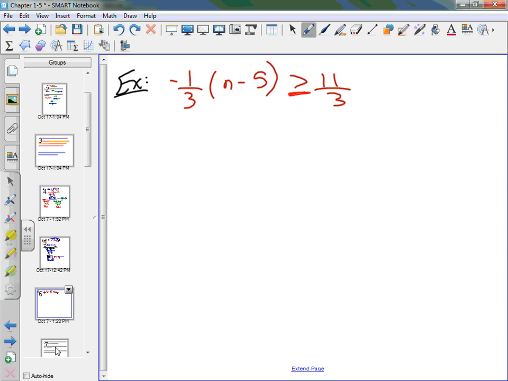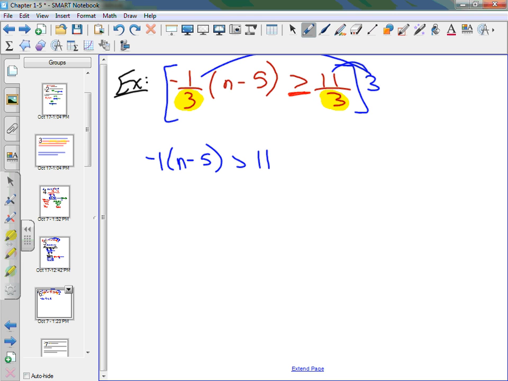Okay. What do I do? You can get rid of the fraction. That fraction's kind of nasty to look at, so how do I do that? Multiply by 3. So, 3 divided by 3 is 1. Do I need the negative 1? Yes, you have to bring the negative 1 down. Do I flip the sign? Absolutely not. And then 3 divided by 3 is 1, and just bring down the 11. What do I do now? Distribute. So that gives me negative n plus 5 is greater than 11. Subtract 5.